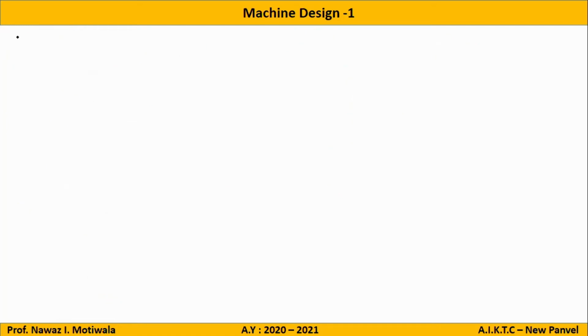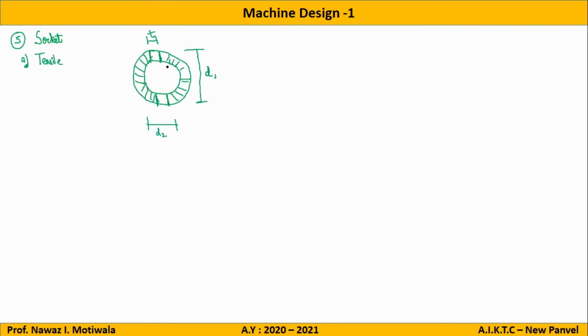And what is the next part to be designed? Socket. And for the socket, what will be the first failure? Tensile. The first failure will be tensile. So what will be the area? Area will be area of this circle minus area of this circle.